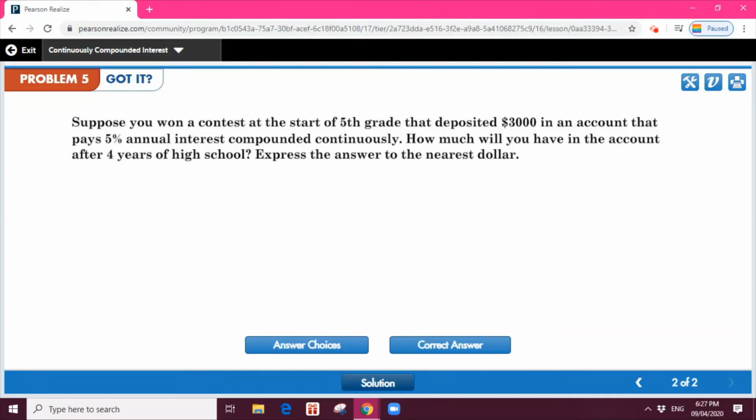Now question number 5. Suppose you won a contest at the start of 5th grade that deposited $3,000 in an account that pays 5% annual interest compounded continuously. How much will you have in the account after 4 years of high school? Express the answer to the nearest dollar.